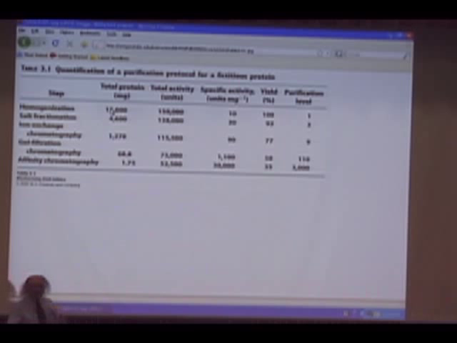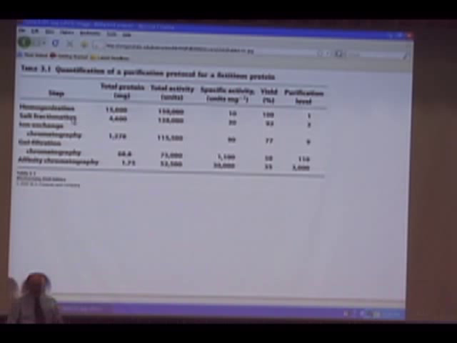Now remember, the total amount of protein that I have to start with is not only my protein, but all the other proteins that are there. So that 15,000 milligrams is not going to be all my protein. That's going to be all of the proteins from the cell. So I start with 10 units per milligram of specific activity, and that's the definition of specific activity, units per quantity, in this case the quantity being milligrams. My yield is 100% because I haven't lost anything. I haven't really done anything except homogenize. And my purification level is 1, and I'll explain that to you in just a second.